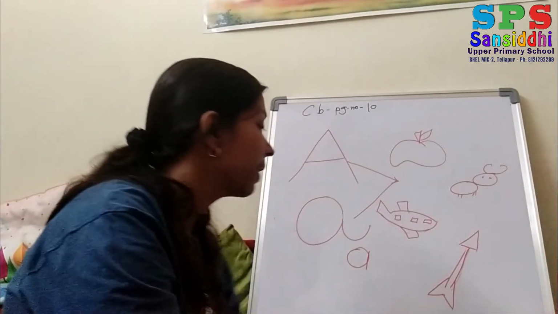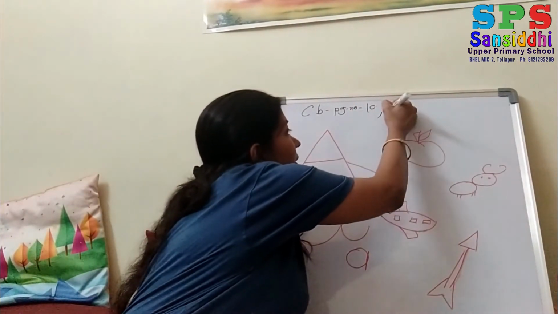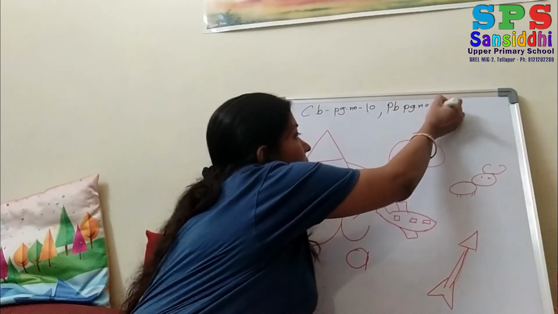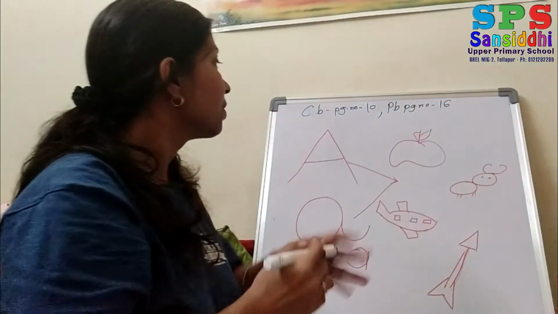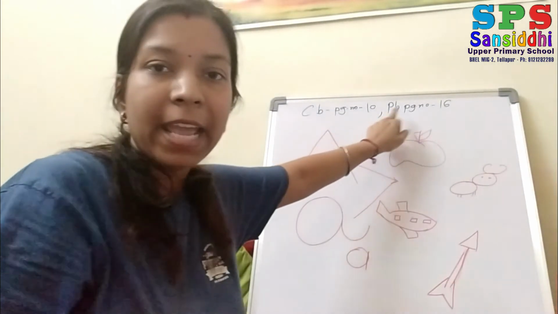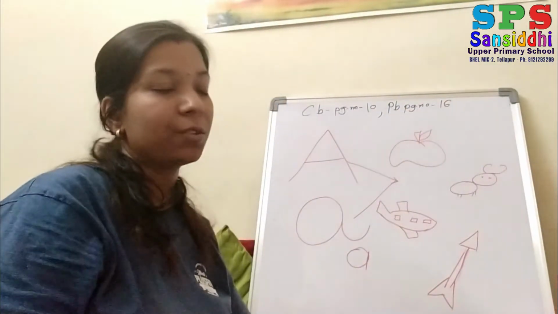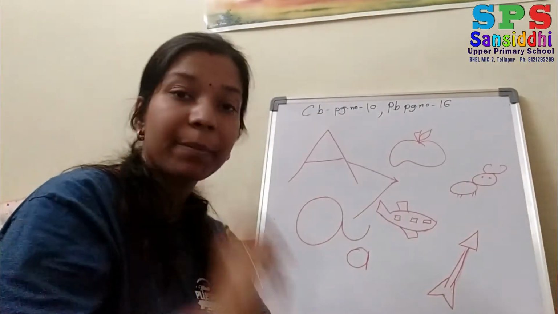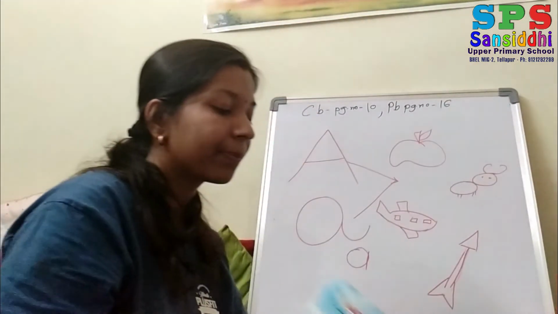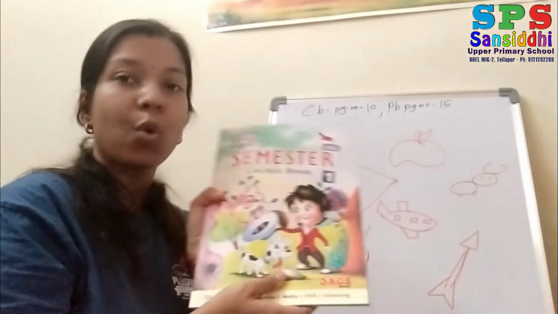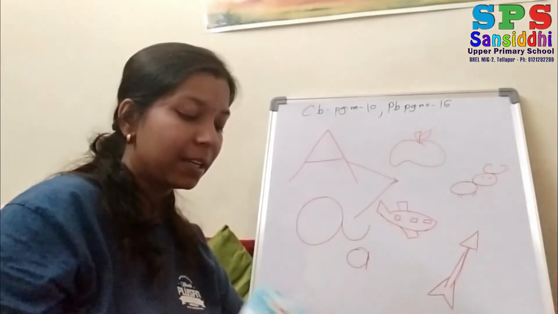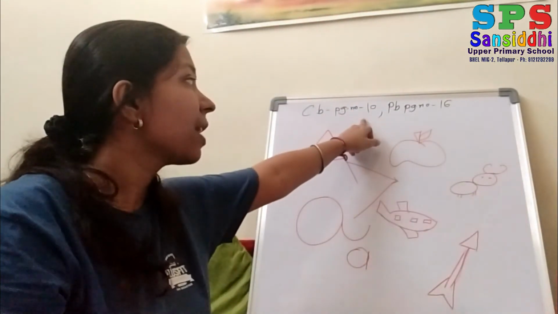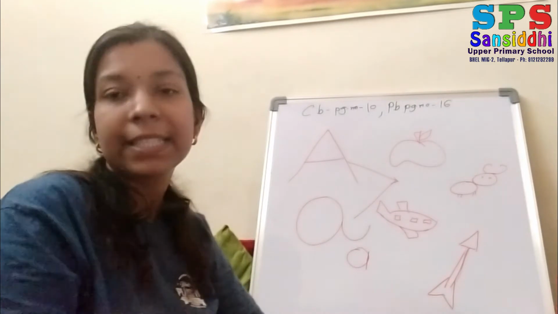I am writing here PB page number 16. Okay, so CB page number 10 and PB page number 16. So today you have two homeworks. Complete it at your home only. Semester 1 course book and semester 1 practice book, CB and PB. CB page number 10, PB page number 16.